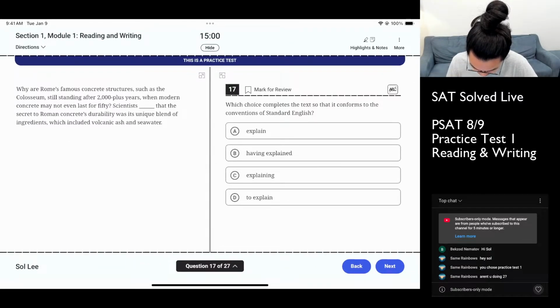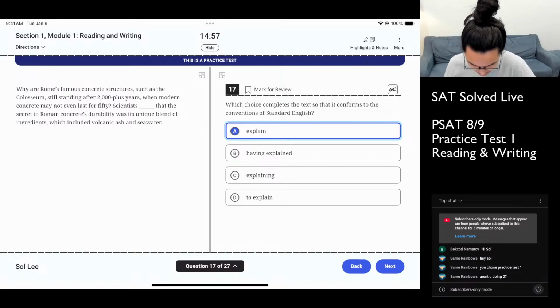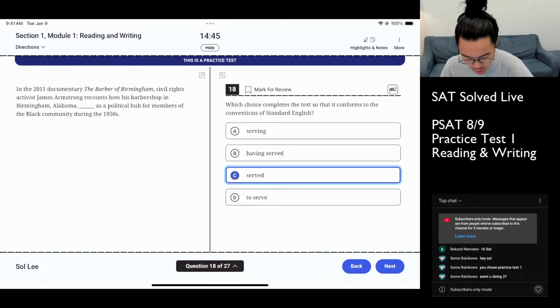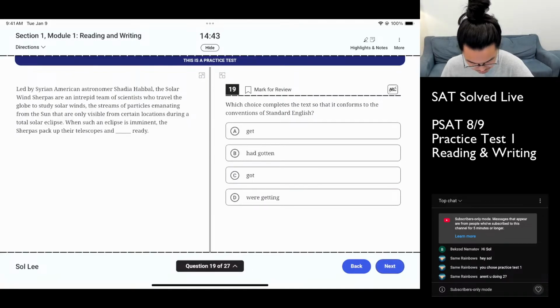Scientists explain that the secret was the blend. Got it. In the 2011 documentary, recounts how his barbershop served as a hub. Led by Syrian American, these are a team to study these things. When such an eclipse is imminent, pack up their telescopes and get ready. Present tense.